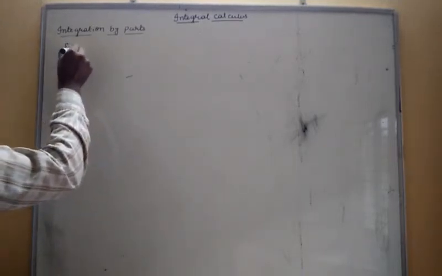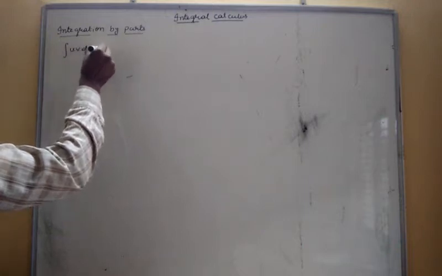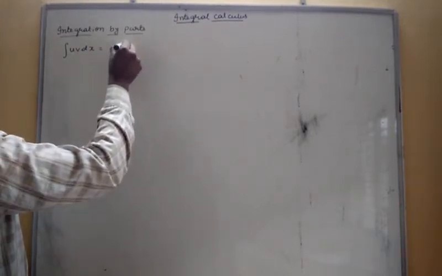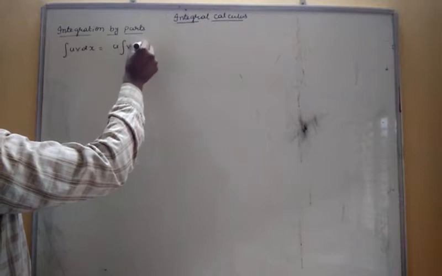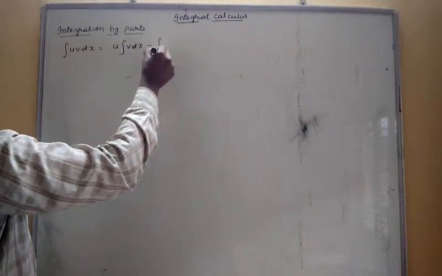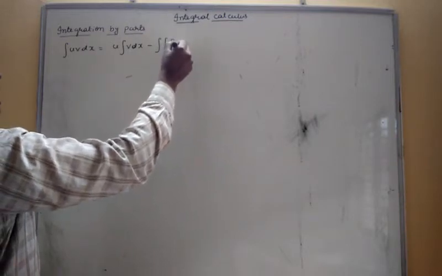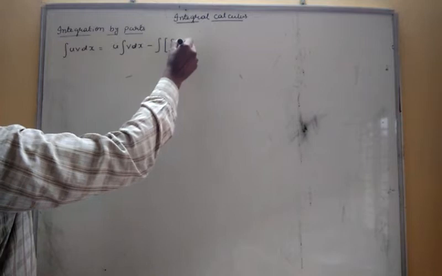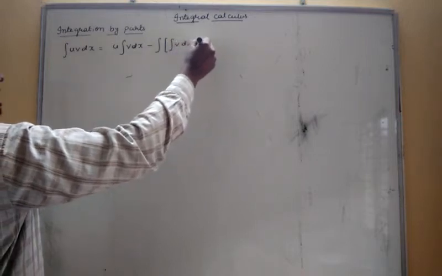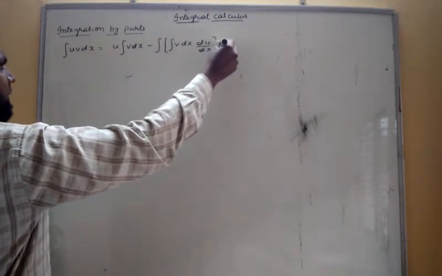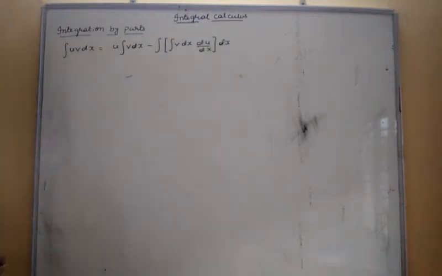Integration of uv, two functions are there. So here the formula is: first function times integration of second function, minus integration of integration of second function times differentiation of first function. So this is the formula for integration by parts.